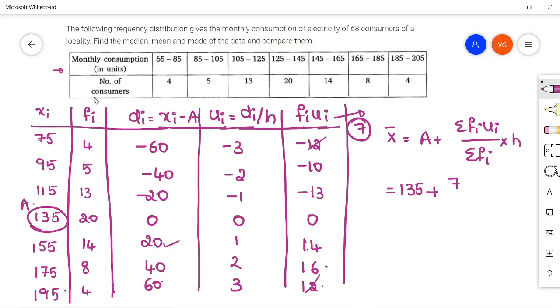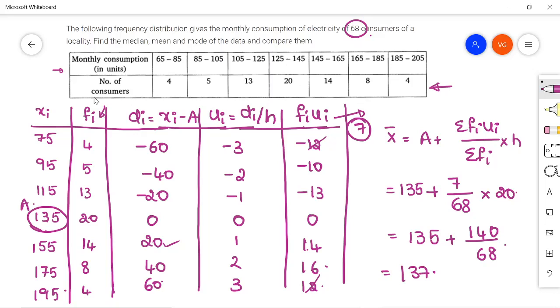So sigma fi ui is 7, and sigma fi, that means we need to add this column, or else in the question itself they have given the total number of consumers as 68. So write it down, 68 into h. The step size we have selected as 20. So now calculate: 135 plus 140 divided by 68. So approximately you will get 137.058. So this is the mean of the given data.